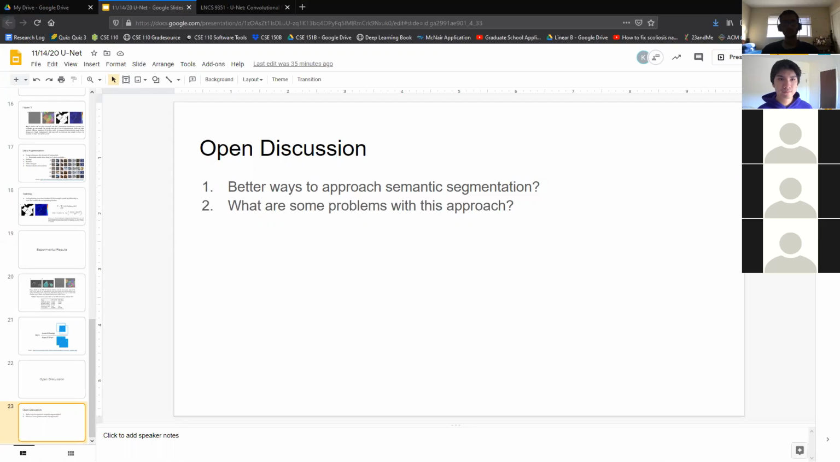Wait, can you repeat the question again? Sure. So what do you think about this solution, the UNet solution to semantic segmentation? Do you see any problems with it? Essentially, do you think there's a better way to approach semantic segmentation?